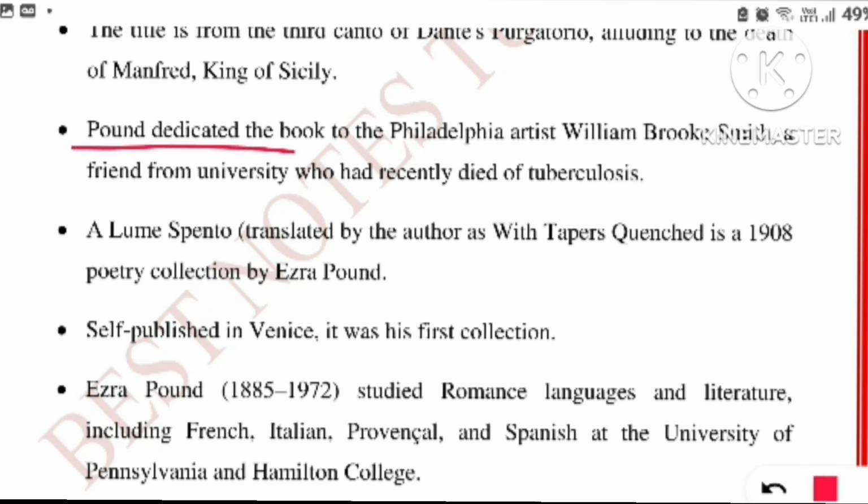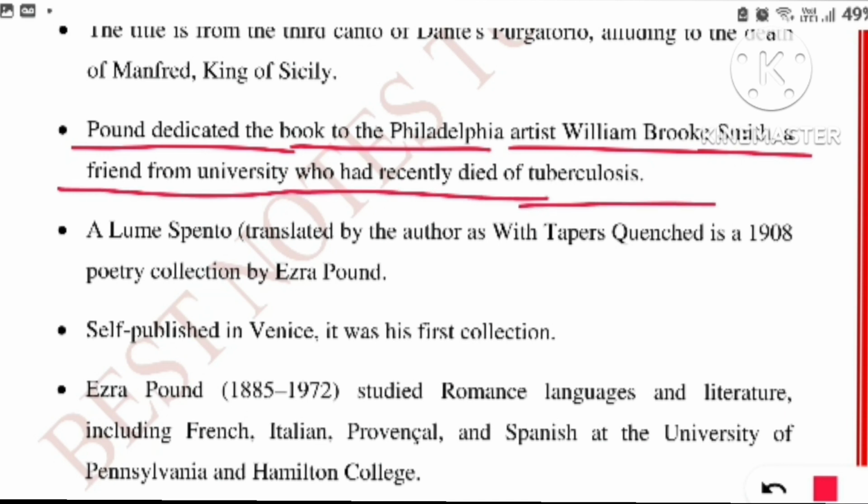Pound dedicated the book to the Philadelphia artist William Brooke Smith, a friend from university who had recently died of tuberculosis. Now see, the book which he published, A Lume Spento, is a homage to his friend William Brooke Smith, and this was because he died because of tuberculosis. So to pay homage, he has written this book for him.